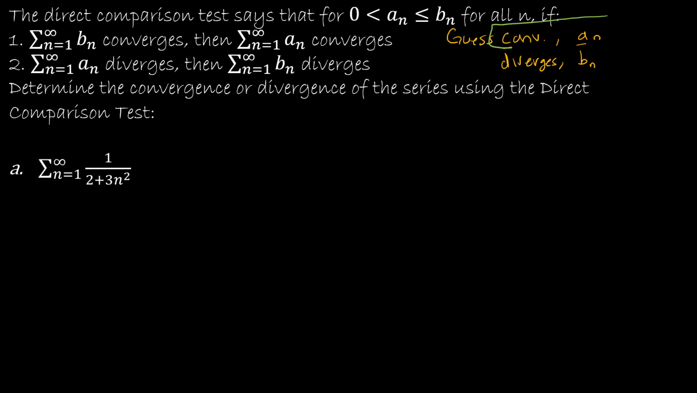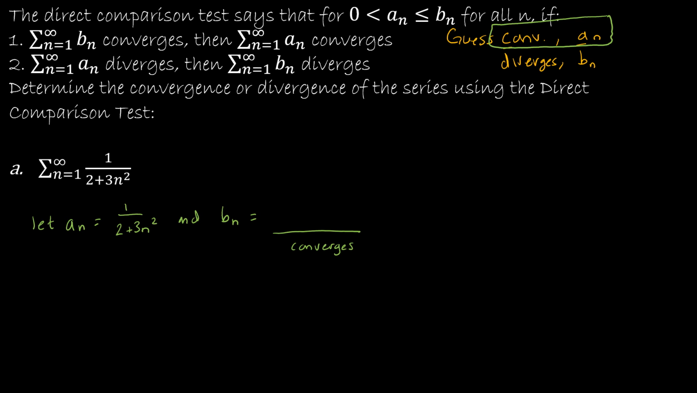So if it's convergent, I'm going to let my series be a sub n. So we're going to let a sub n be 1 over 2 plus 3n squared. And b sub n is going to be some sort of series that is similar to that, that I know converges. So that's the trick: I need to find something here that I know converges by some property that I've already learned or some test that I've already learned. So what's similar to this that I know converges?